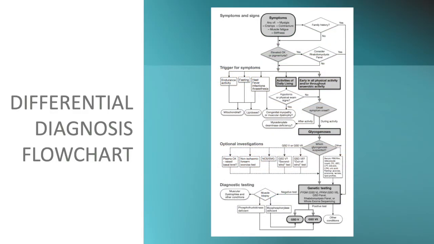So here is the differential diagnostic flowchart that we developed for GSD5 and 7. At the very top, we outline common signs and symptoms. Then we move down to what triggers for symptoms might be, investigations, and then diagnostic testing. The area that is shaded in gray is the most direct route to diagnoses, but you can certainly follow through that as there's quite a bit more information contained here.